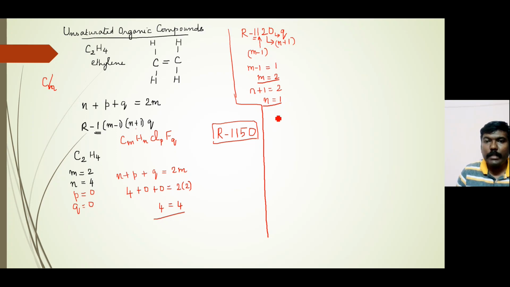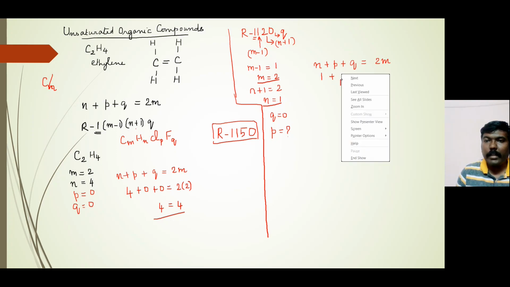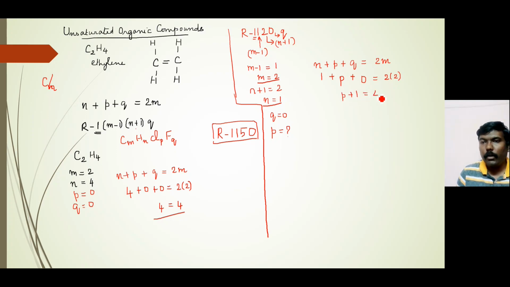And then we have Q is equal to 0. Now we don't know what is P. So let us write down the equation. Because it is an unsaturated hydrocarbon, N plus P plus Q is supposed to be equal to 2M. So N is equal to 1, P is what we are supposed to find out, Q is equal to 0, and 2 into 2 is 4. So P plus 1 is equal to 4. So P is equal to 3. So that means the number of chlorine atoms is going to be equal to 3.